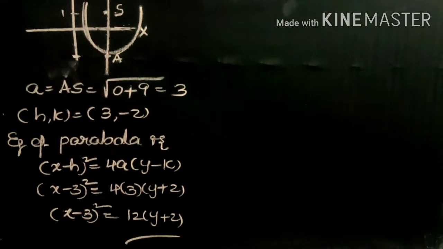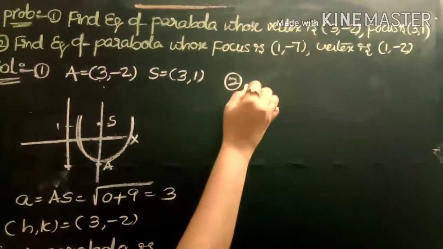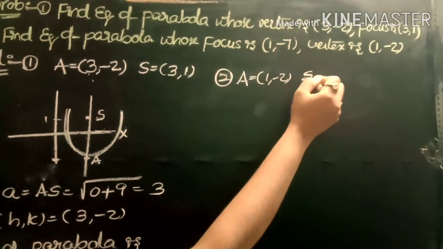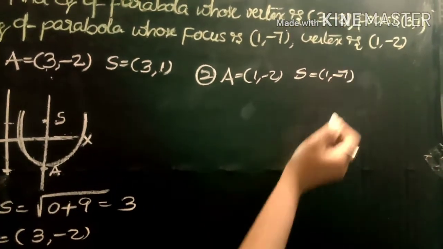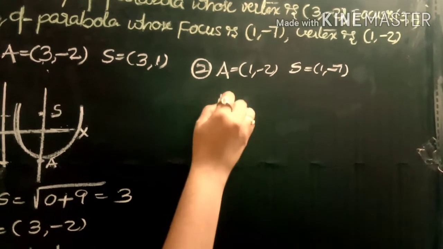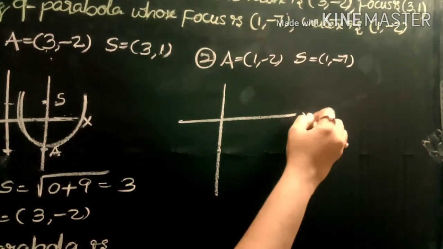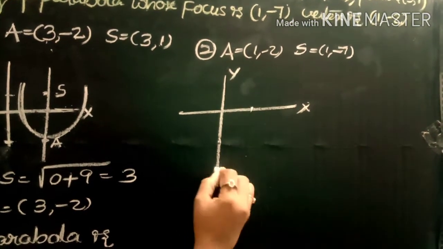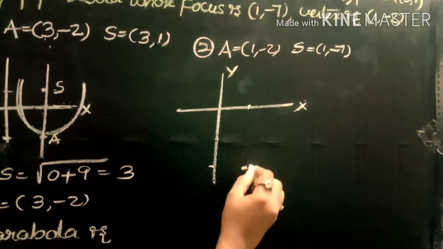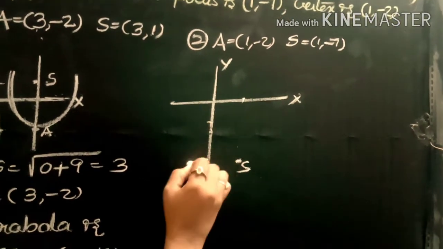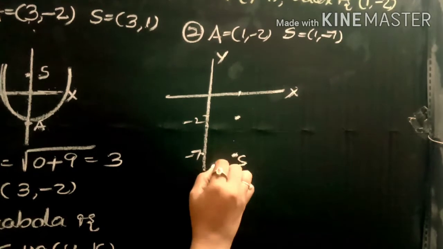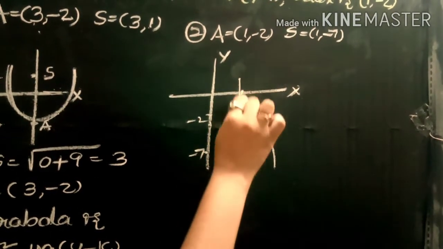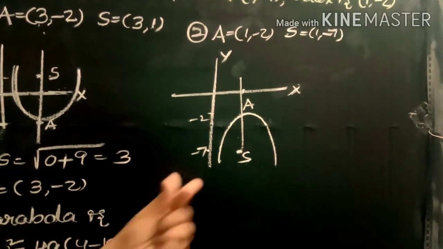Now coming to the second sum. In the second sum, given that the vertex is (1, -2) and the focus S is (1, -7). Here also we take the diagram, x-axis, y-axis. First point (1, -7), this is the focus S, and the vertex is (1, -2). So clearly here the shape of the parabola is like that. Now this is the axis of the parabola.